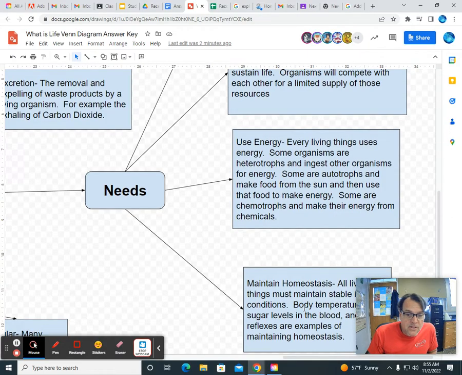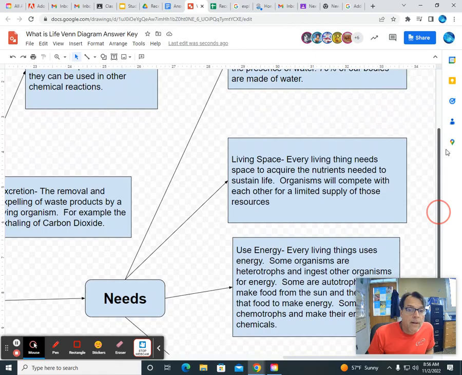You must maintain homeostasis. All living things must maintain stable internal conditions. Things like temperature, things like blood sugar levels. We talked about temperature being one, and what would happen if you don't maintain the temperature. Other things that the doctor checks when you go to the office, right? Your reflexes, making sure your nervous system is in homeostasis. Checks other things in your blood to make sure you're in homeostasis if you're not feeling well. So maintaining homeostasis is very important.